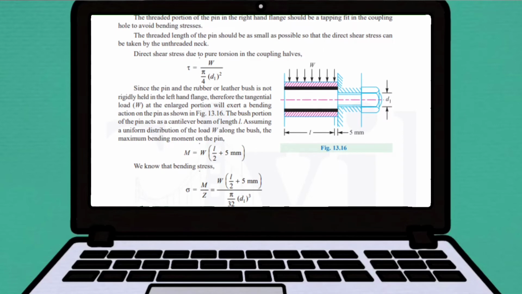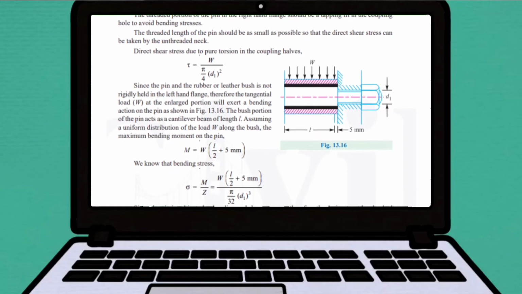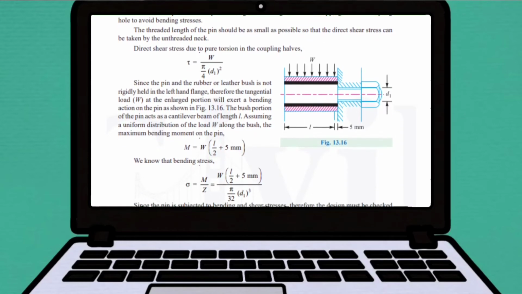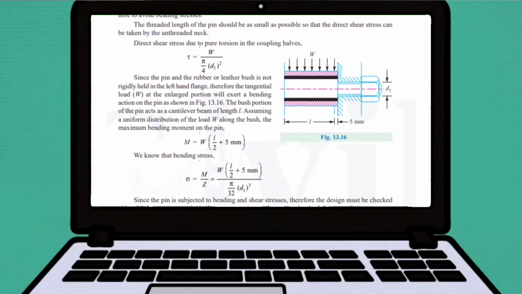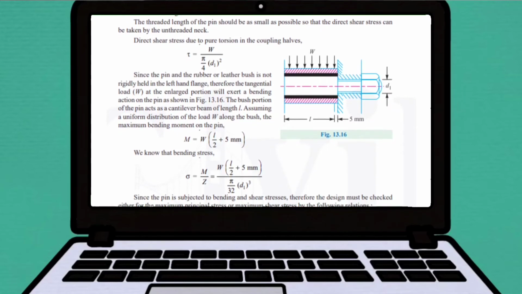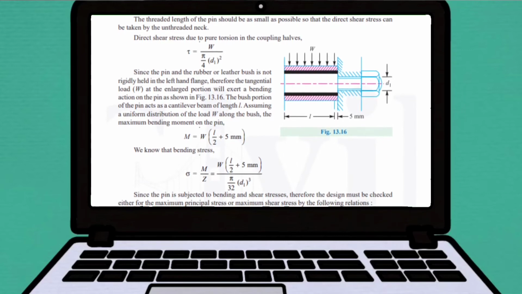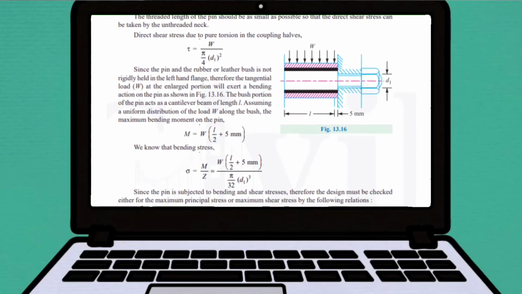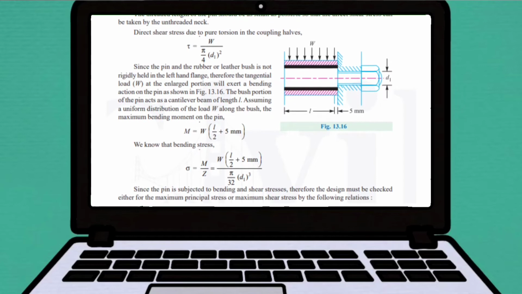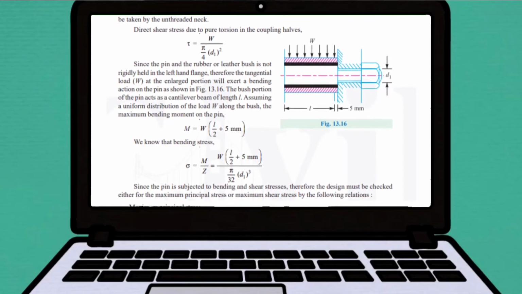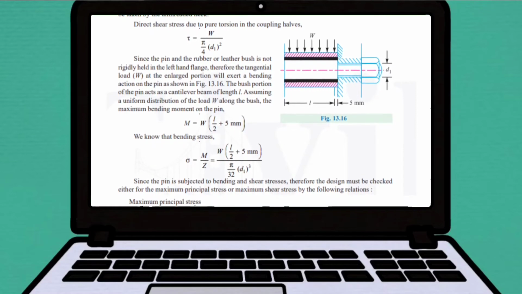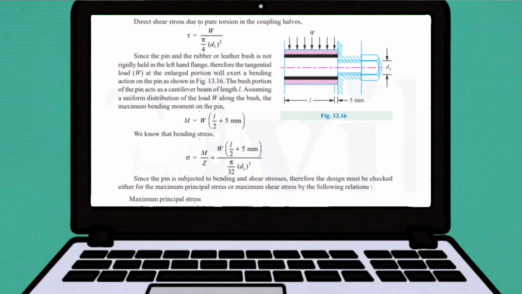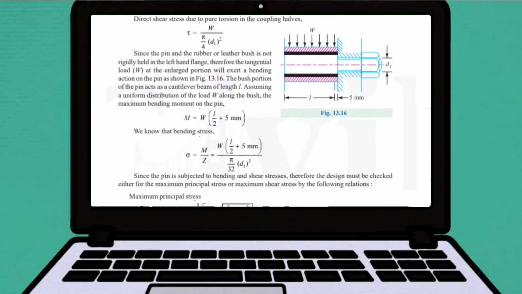Since the pin, with the rubber or leather bush, is not rigidly held in the left hand flange, the tangential load W at the enlarged portion will exert a bending action on the pin. The bush portion of the pin acts as a cantilever beam of length L. Assuming a uniform distribution of the load W along the bush, the maximum bending moment on the pin would be M is equal to W times the quantity L over 2 plus 5 mm.